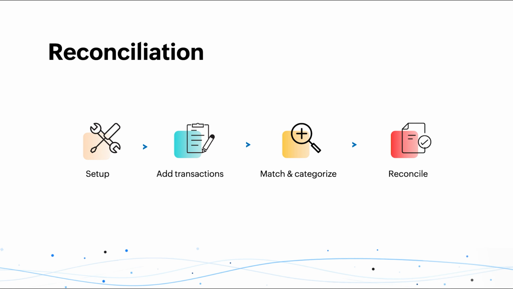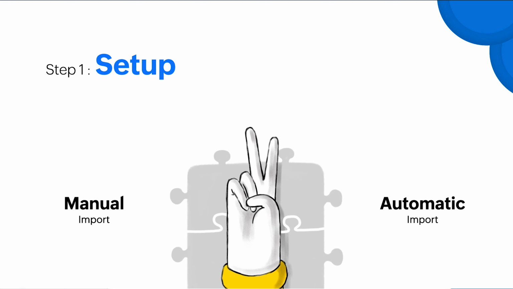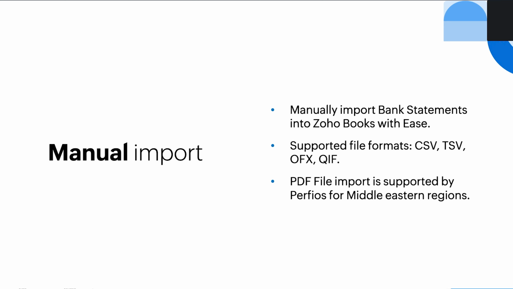with reconciliation. For the setup, you can head to the banking module, where you can add your bank and credit card accounts to Zoho Books. Once you add an account, you can import its feeds manually or automatically into Zoho Books. After doing this, you will be able to match the transactions in Zoho Books with your bank statements. Now let's look into the manual process.